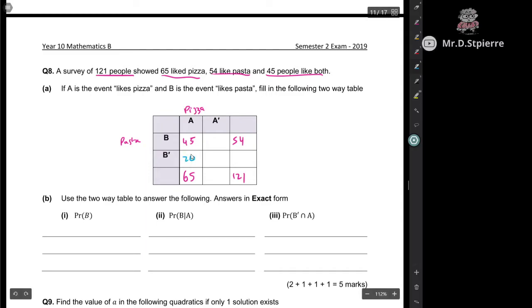So 45 to 65, that has to be 20. 45 to 54, that's going to be 9. 65 up to 121: 121 take away 65 is 56, that needs to be 56. 121 take away 54 is 67, so that has to be 67. And 56 take away the 9 is 47, which we'll check now across going that way. 20 plus 47 is 67, so that works. That works, that works, that works. So it all works.